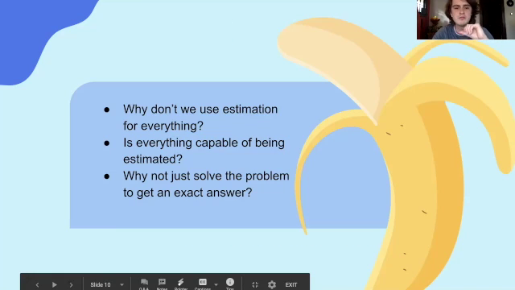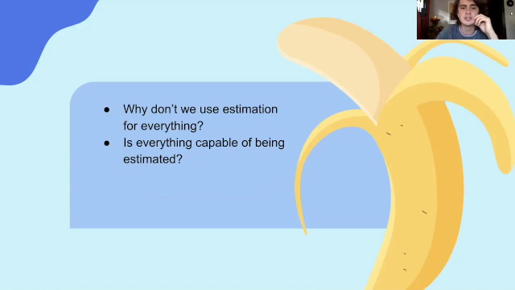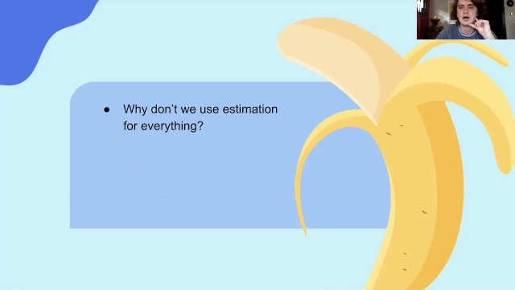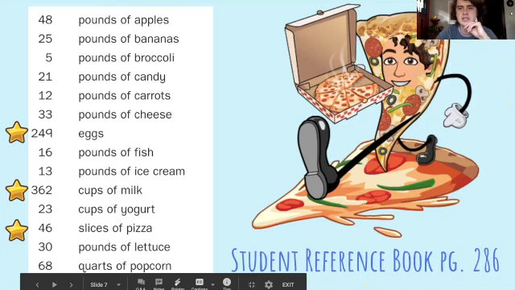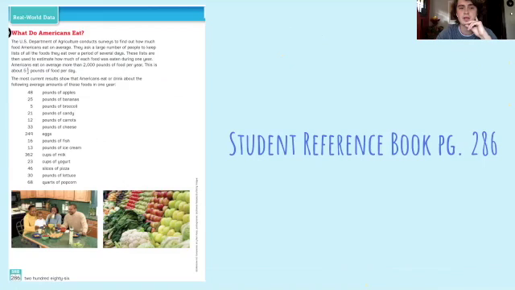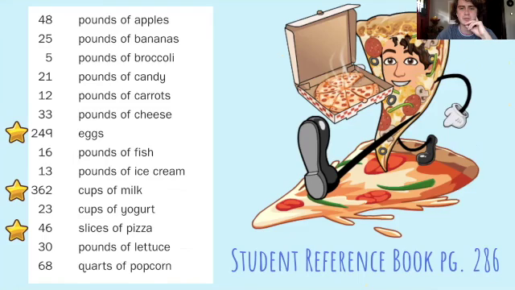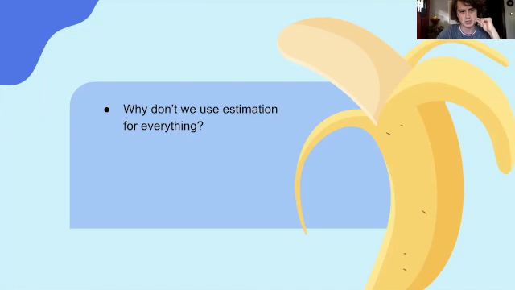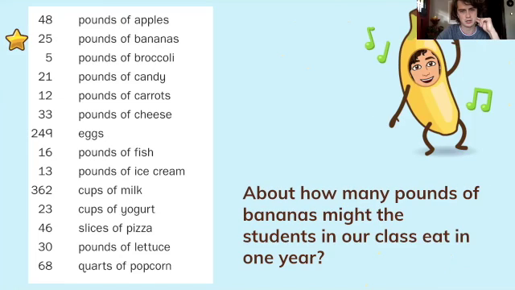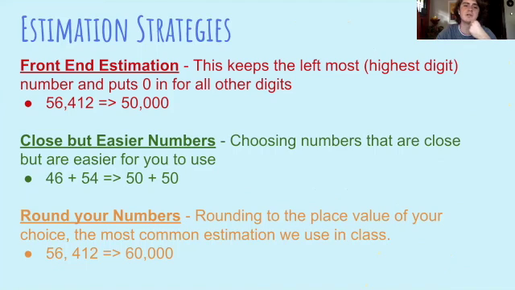Okay, I want to review now that we've talked about estimation. We've talked about the amount of food that the average American eats per year, and we've talked about how much food you probably eat per year. Now I want you to do some estimation. I want to review some estimation strategies. Ms. Parks actually taught us about this maybe a month ago. She taught us estimation strategies. So let's review them real quick.